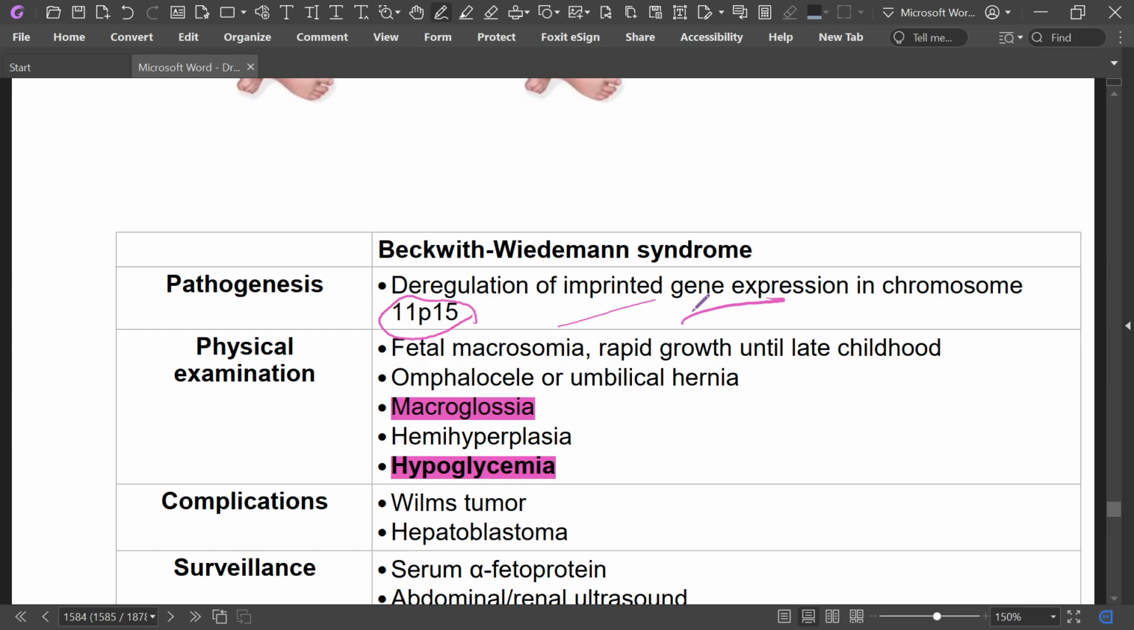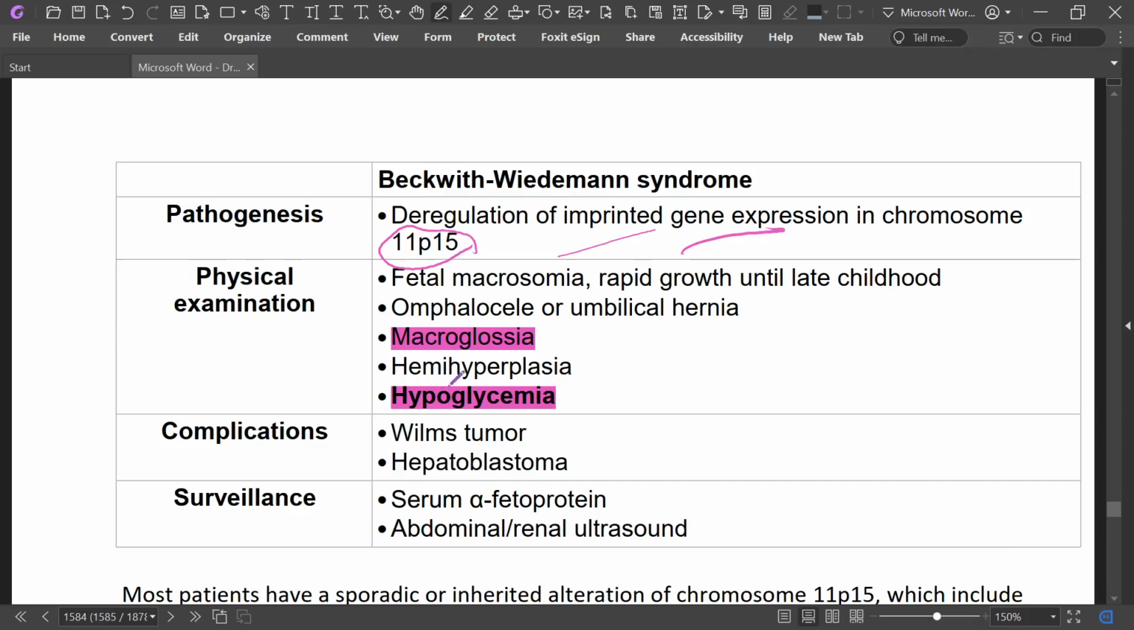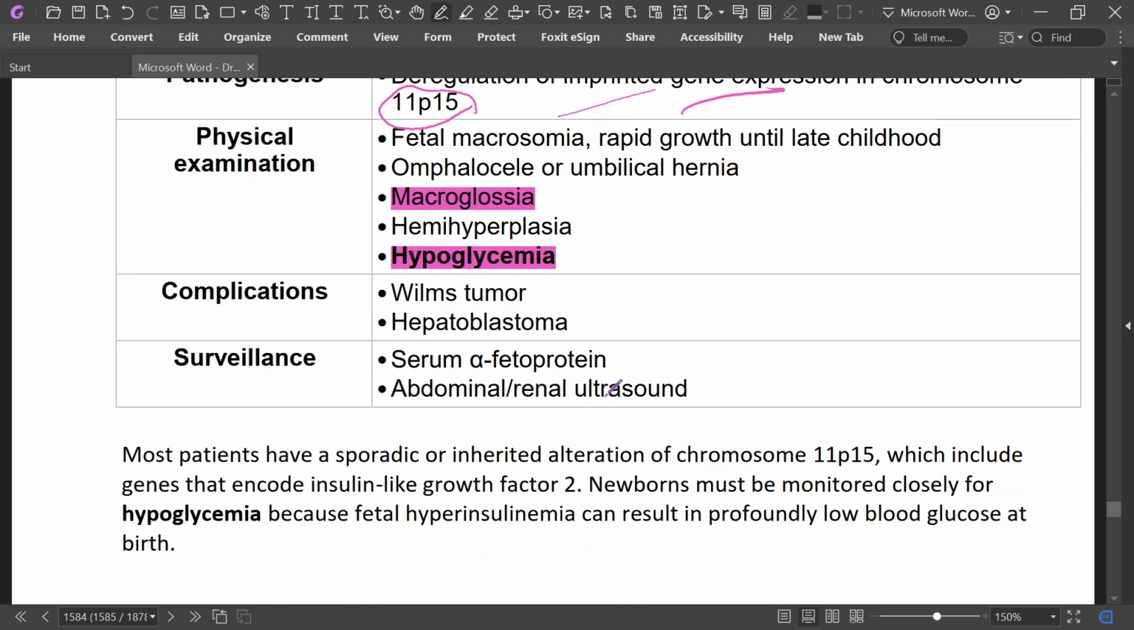Physical examination shows fetal macrosomia, with rapid growth until late childhood. In Beckwith-Wiedemann, there is omphalocele or umbilical hernia, macroglossia, hemihyperplasia, and hypoglycemia. Complications are Wilms tumor and hepatoblastoma.